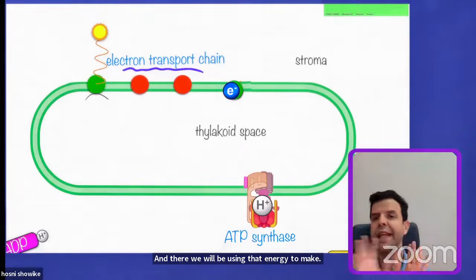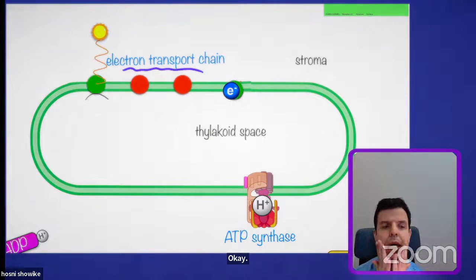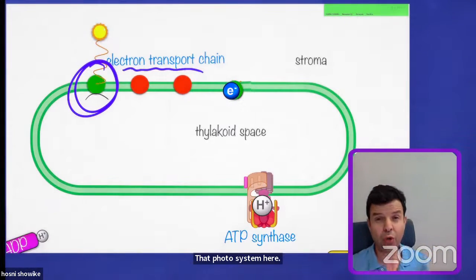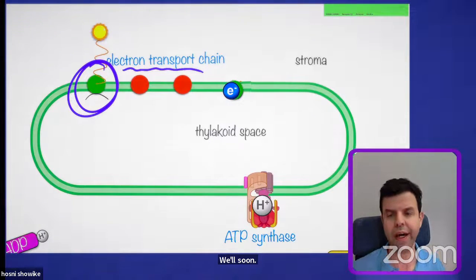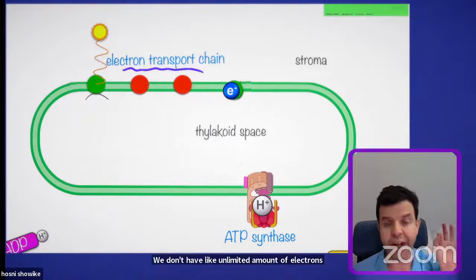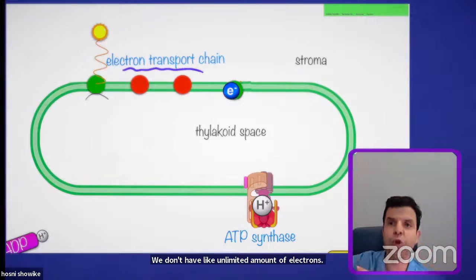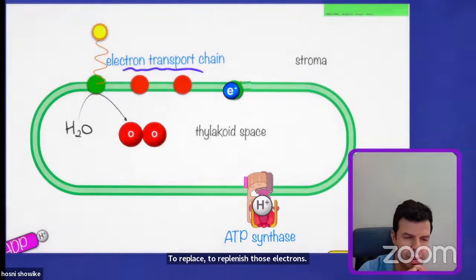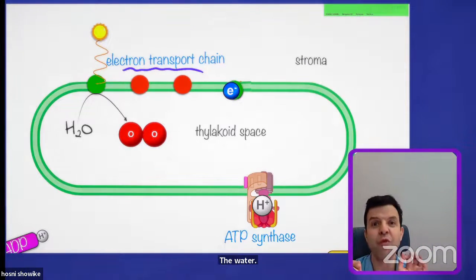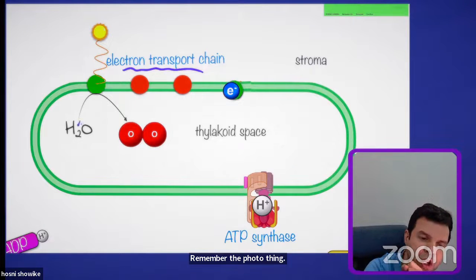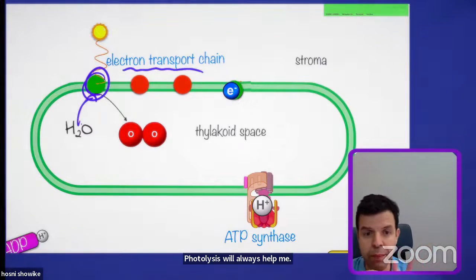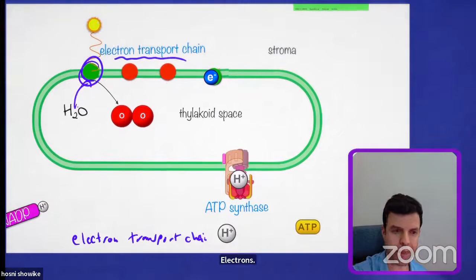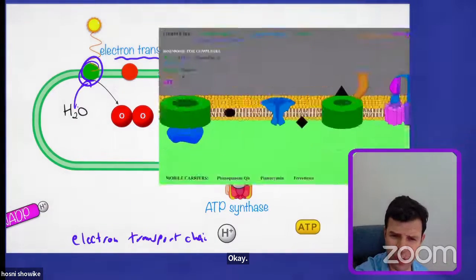Okay? The last thing we need to mention here is that the photosystem will soon run out of electrons, right? We don't have an unlimited amount of electrons. Who's there to replenish those electrons? Here comes the water. Remember the photolysis thing? Photolysis will always help me to supply the photosystem with electrons. Okay? So let me show you this. Take a look, please.